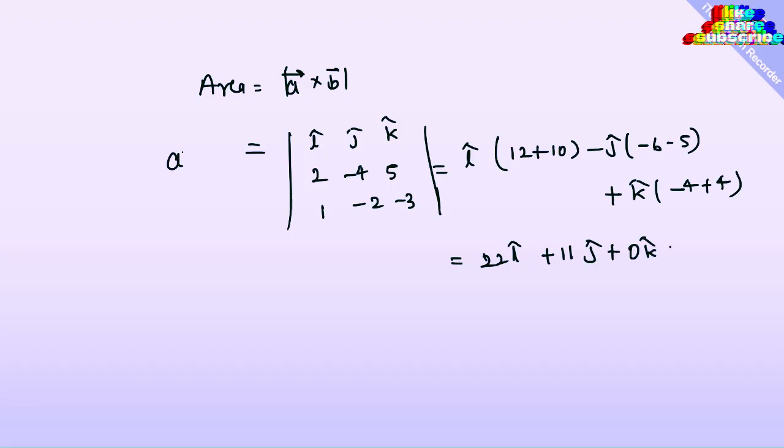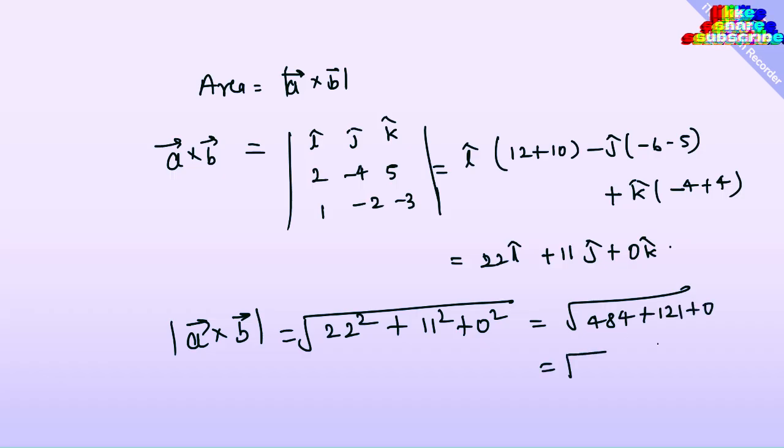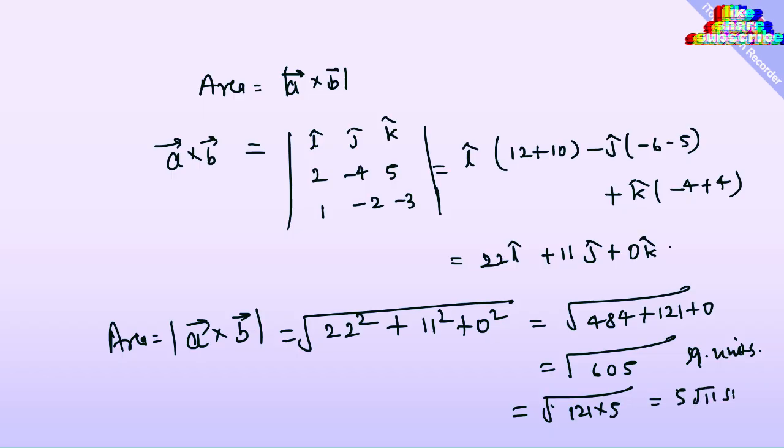Now this is the value of A cross B. Now we have to find the mod of A cross B, and this is the required area. So mod of A cross B is the square root of 22 squared plus 11 squared plus 0 squared, which is equal to the square root of 484 plus 121 plus 0, that is 605 square units. Write this as 121 times 5, so 11 root 5 square units.